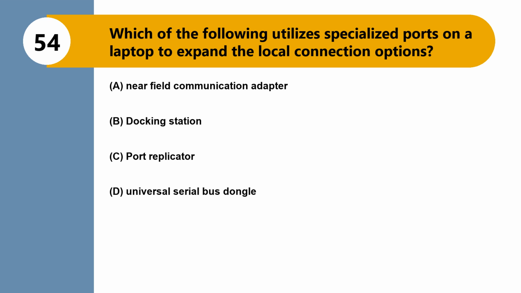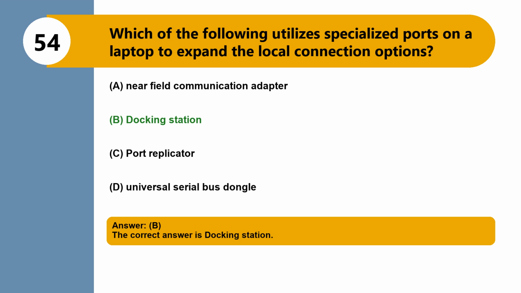Question 54. Which of the following utilizes specialized ports on a laptop to expand the local connection options? Option A, near-field communication adapter. Option B, docking station. Option C, port replicator. Option D, universal serial bus dongle. The correct answer is option B, docking station.